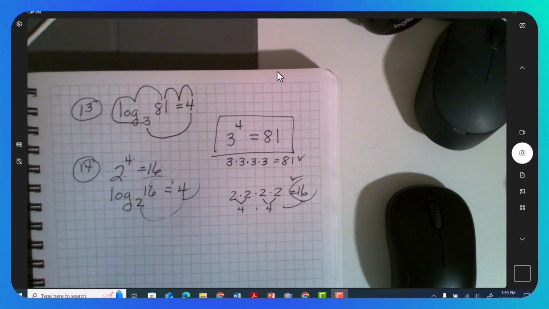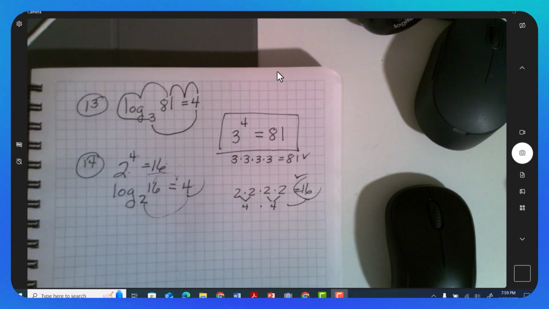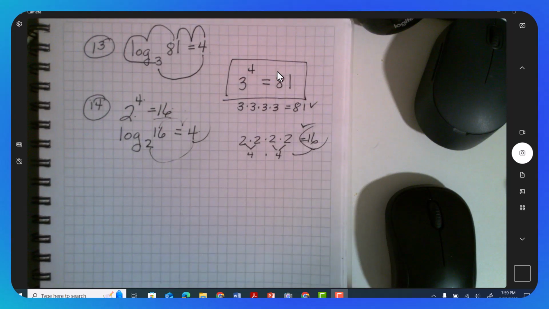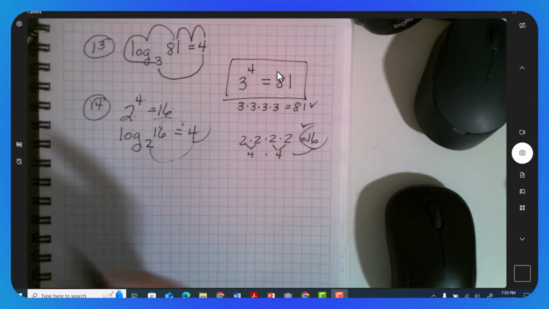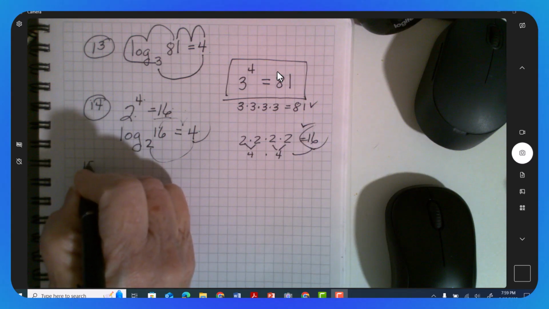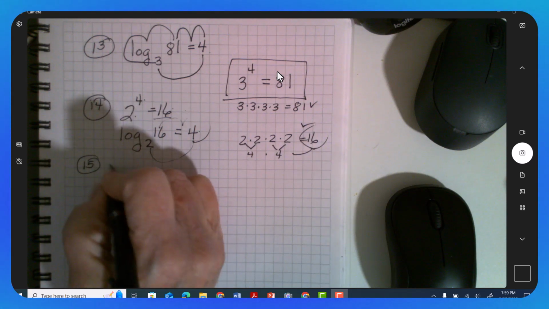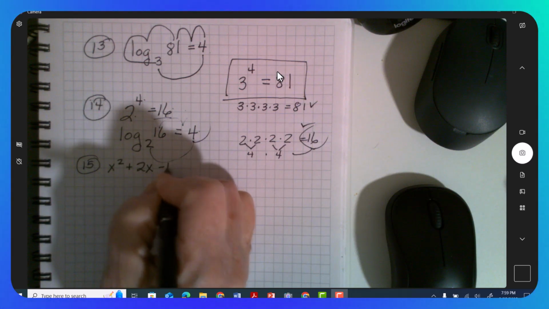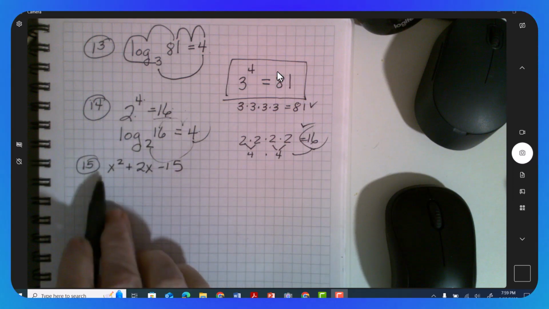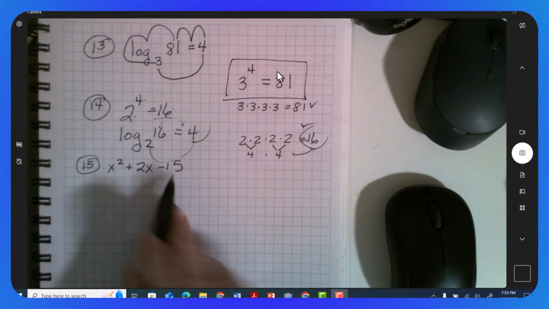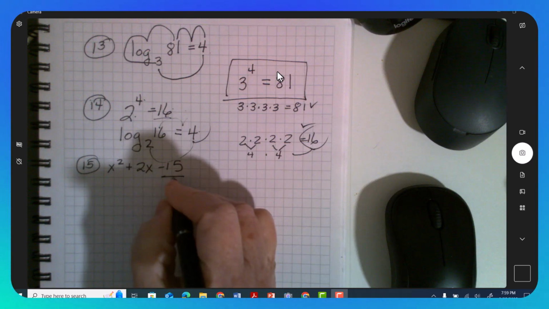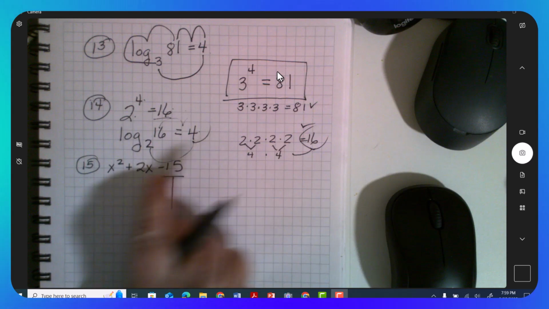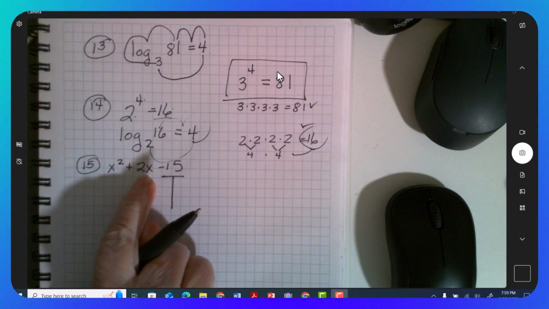All right, number 15, we're asked to see if we can factor. So let's look at a couple of problems. We're going to start with a simple one. Let me write this down: x squared plus 2x minus 15. If the coefficient is 1 here, I'm going to factor the constant into 2 numbers. So let me make a T-chart underneath. 2 numbers that multiply to give me negative 15 and add to give me positive 2.